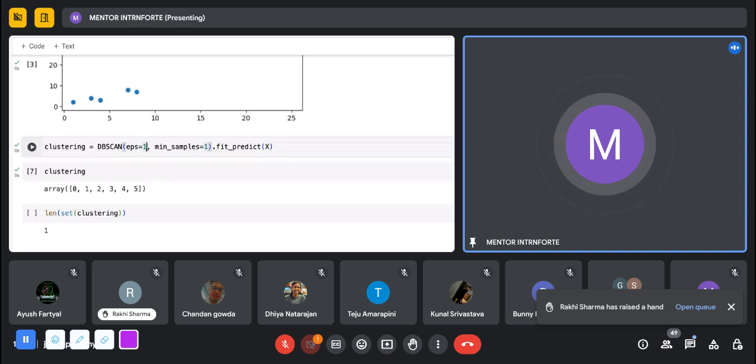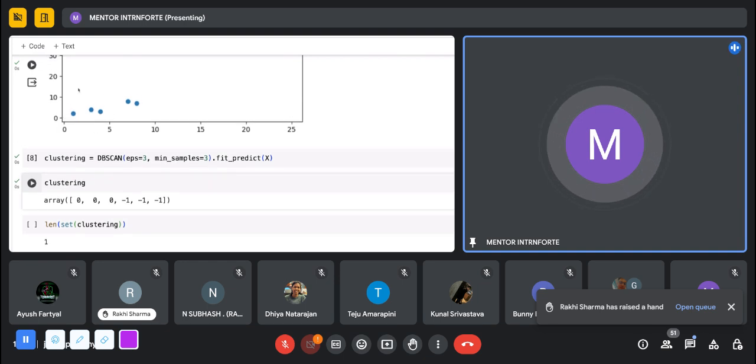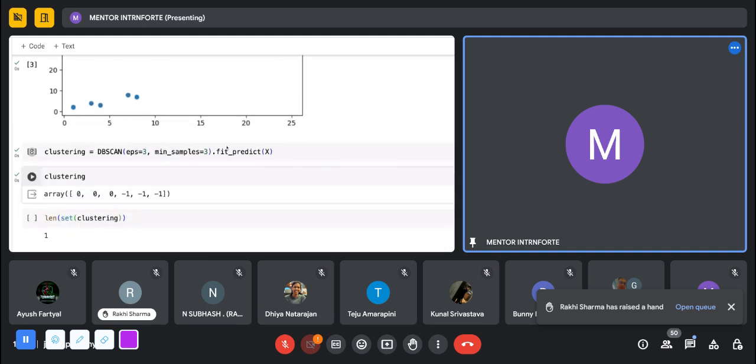Okay, so see, when I have increased the min sample to 1, every point on its own is a cluster, because it is considering one point only as a min sample. So let me increase the epsilon to 3 and min sample to, let's say, 3, and let me see now. Okay, now it is considering the first 3 points as one cluster and all the rest of them as noise.